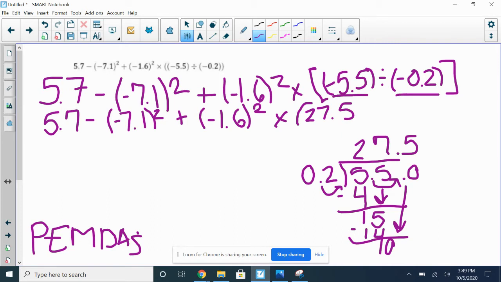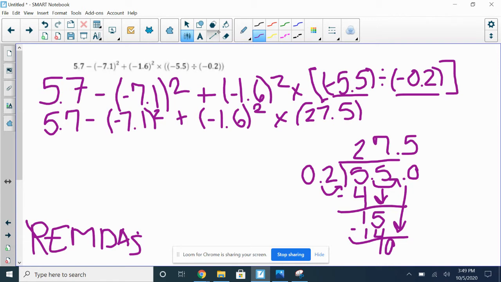So when I have a negative and a negative, think now, 2 negatives, does that give me a positive or a negative? Gives me a positive. So I do not need to put a sign there. It's a positive 27.5. All right, so we've done our parentheses. My next step is to do my exponents, and I'm going to do these one at a time.